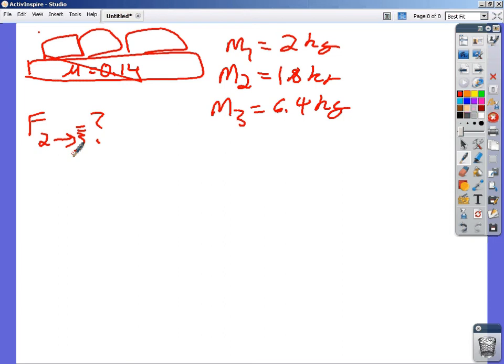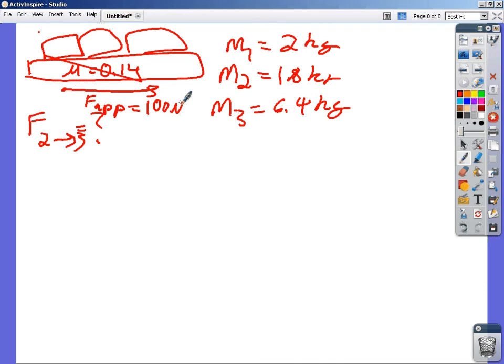Okay, it gives you one other thing. It says that there is some applied force equal to 100 newtons. So somebody's behind all of these blocks and they're pushing it from behind with a force of 100 newtons. And they're not pushing each one individually, they're pushing all of them.